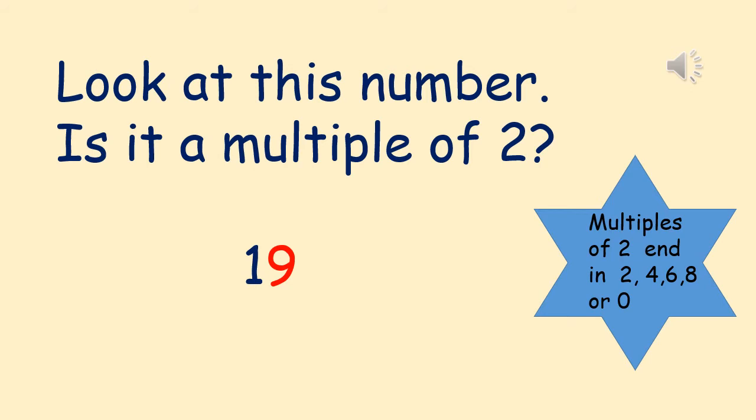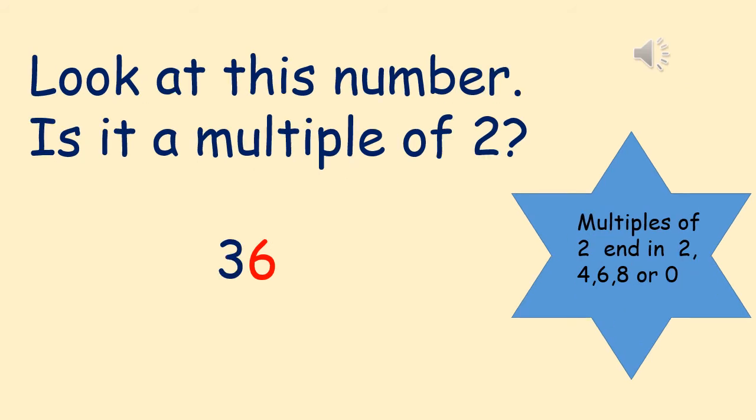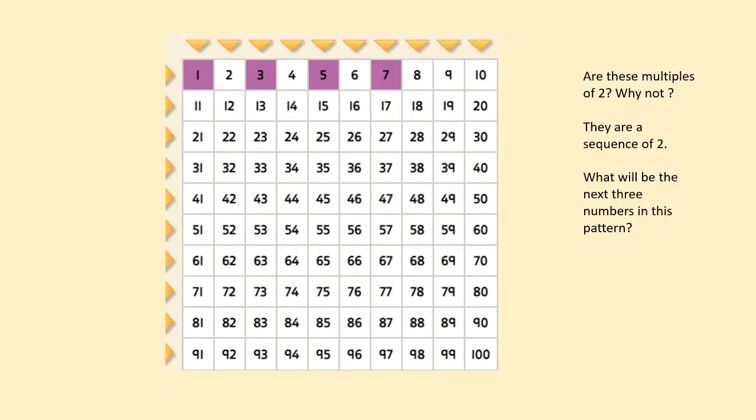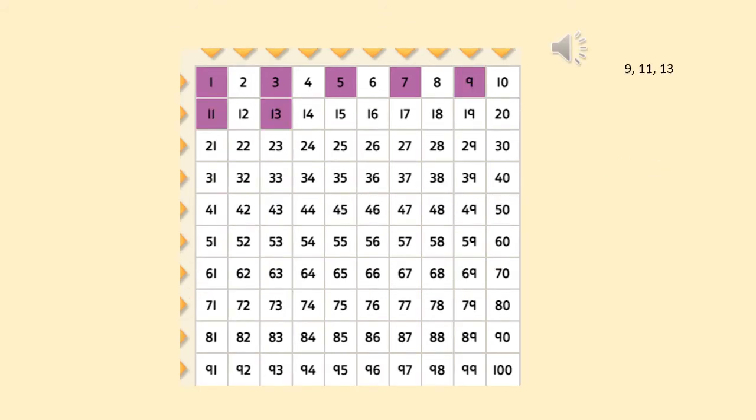Let's look at number 19. Is it a multiple of 2? 19 ends with a 9, so it's not a multiple of 2. How about number 36? Is it a multiple of 2? Did you get 9, 11 and 13? Excellent.